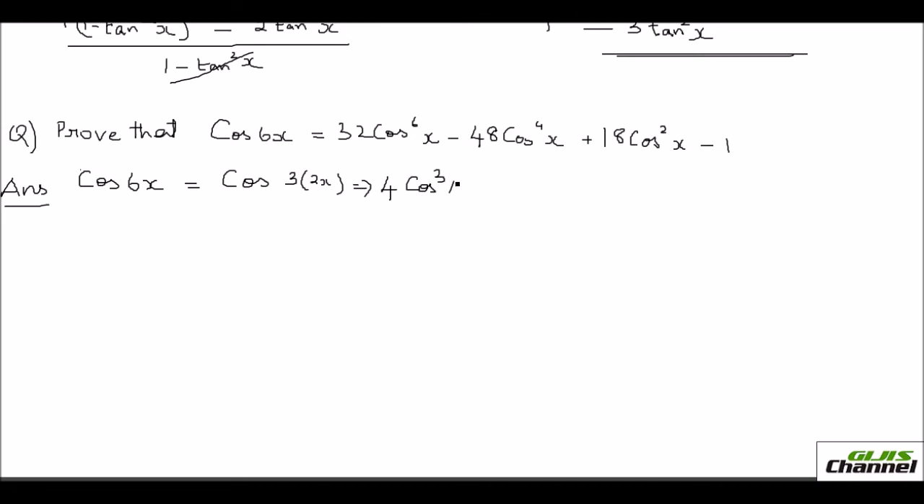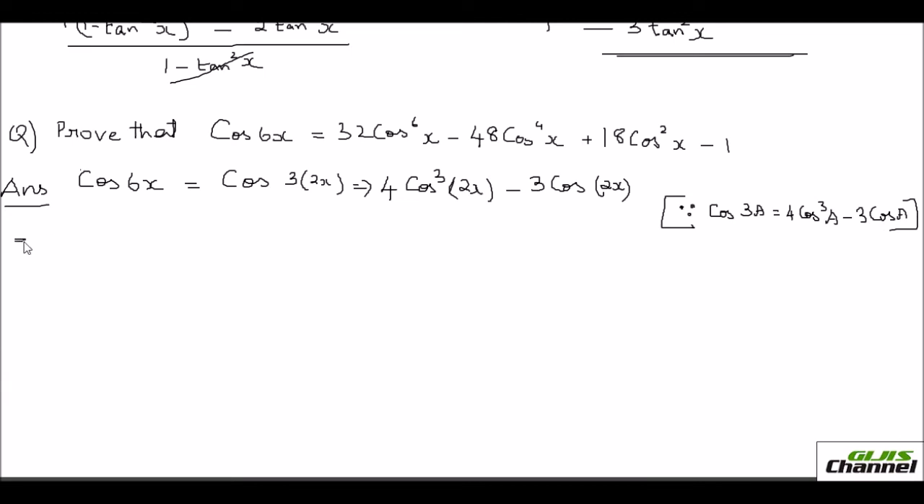So this implies, just now we learned cos 3a is equal to 4 cos cubed a minus 3 cos a. So here your a is 2x. So that's 4 cos cubed 2x minus 3 cos 2x. The reason is that cos 3a is equal to 4 cos cube a minus 3 cos a. So I have applied this formula here and I got this.